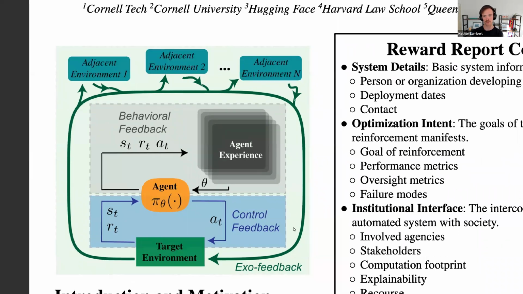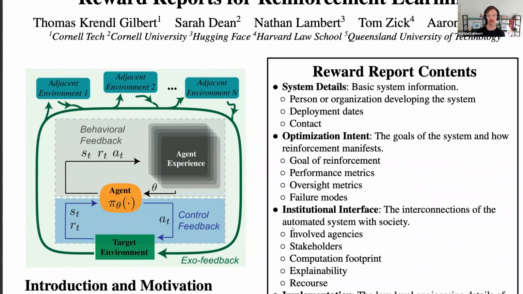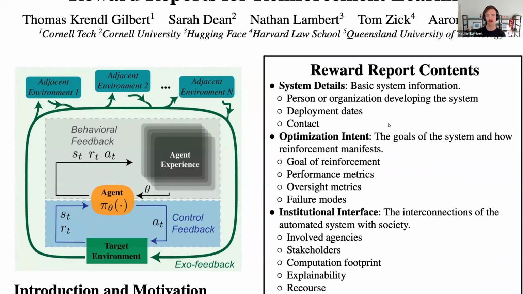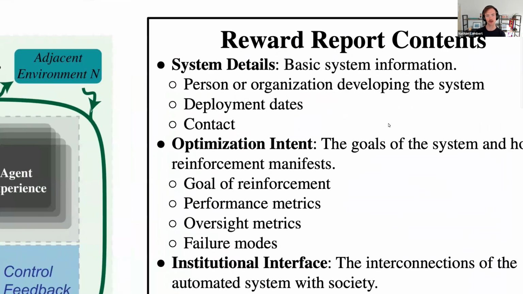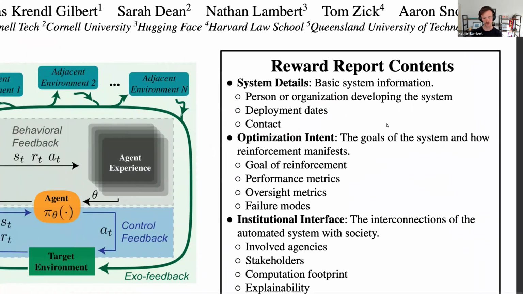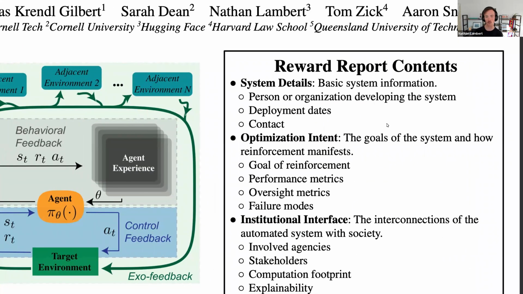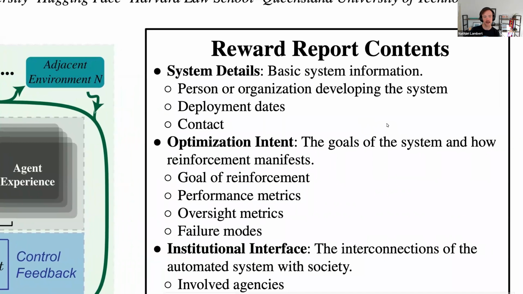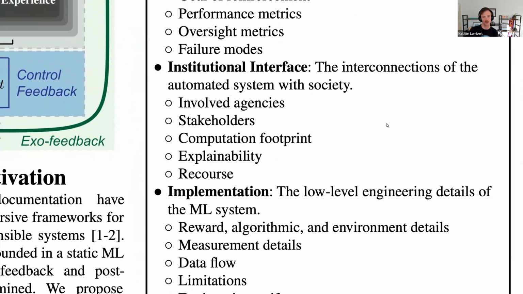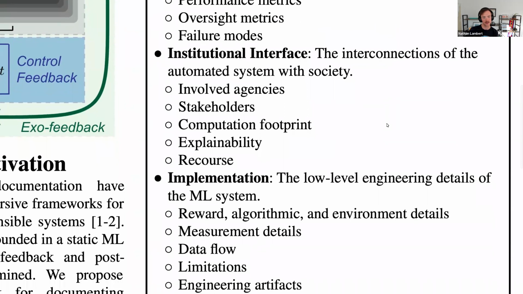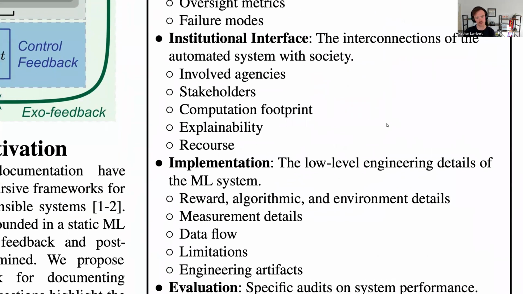In order to address this, we propose a new type of documentation, which we call reward reports. And reward reports are based off of model cards and data sheets, and we're proposing an extension for our specific application area. And what this living document will do is to be a place where designers will write down the system details and optimization intent of their systems. But more importantly, they will continue to define how this system will interface with existing institutions, and then how this implementation and evaluation will evolve over time.